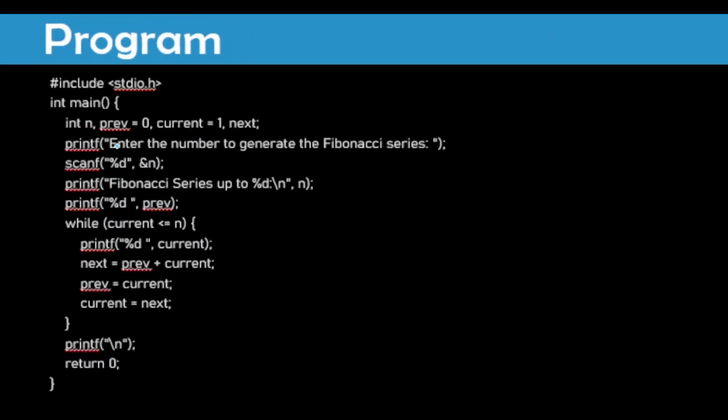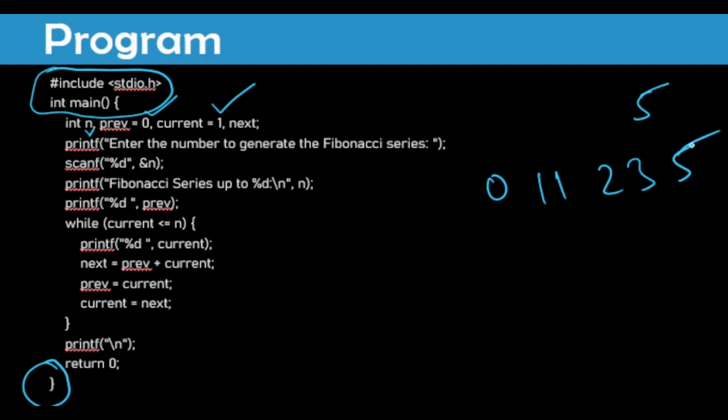Now let's move to the program. See, #include <stdio.h>, int main. These two lines are the same for every program, along with the ending of the program. First I am reading the n value from the user, previous equal to 0 as I told, current equal to 1. If the user enters 5, I need to print all the Fibonacci numbers up to 5: 0, 1, 1, 2, 3, 5. In case of 8, I need to print 0, 1, 1, 2, 3, 5, 8. In case of 3, 0, 1, 1, 2, 3.